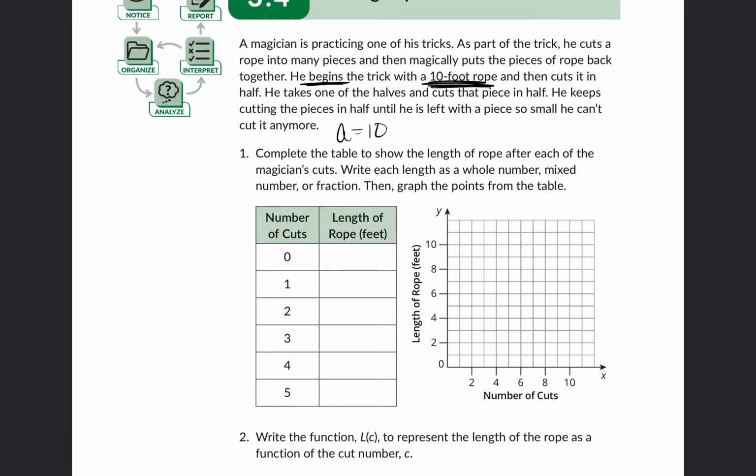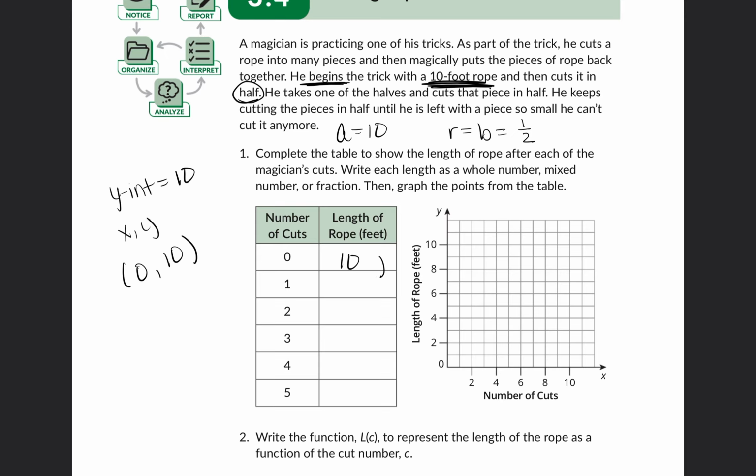Whenever you have a y-intercept, because your y-intercept is 10, when you write it as a coordinate, your x is always 0 and your y is the number. So that's going to be here. Then he cuts it in half. So every single time he's going to cut it in half. So that's going to be my common ratio, which is also my b, which is 1/2.